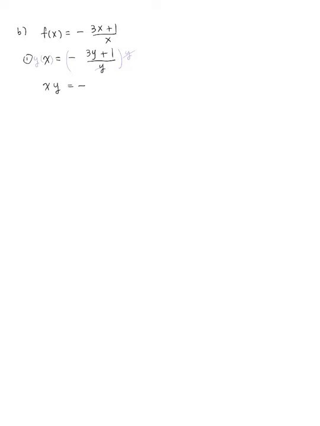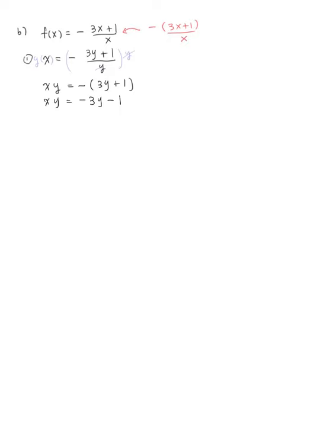So this, I should have mentioned this first, this notation means this is the same thing as negative (3x plus 1) all over x, by the way. All right. So here you need to put the parentheses around 3y plus 1. Okay, so please be careful right there. All right, let's keep going. So I'm going to distribute the negative sign, and we're going to have xy equals negative 3y minus 1.